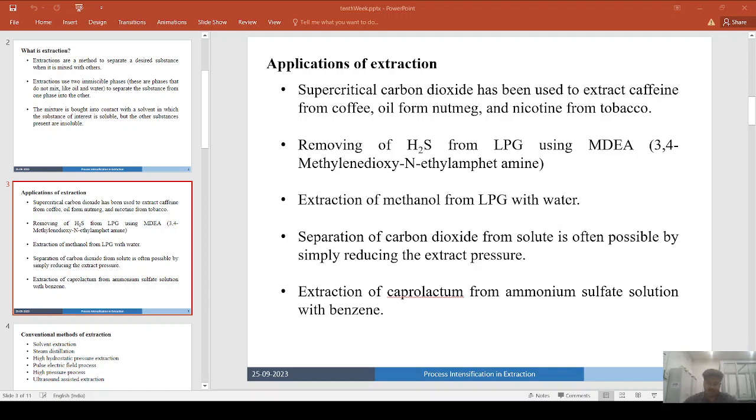Another example of the application of the extraction processes includes the removal of residual alkalis from the dichlorohydrazobenzene with water. Another example includes the extraction of methanol from liquid petroleum gas with water. Another example includes the extraction of chloroacetic acid from the methyl chloroacetate with water.